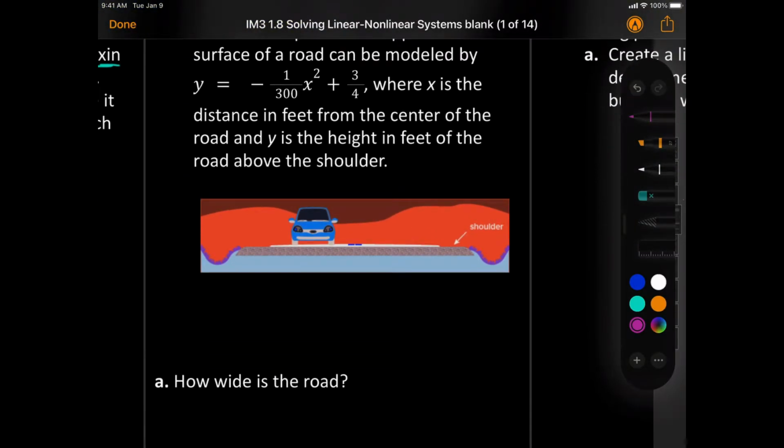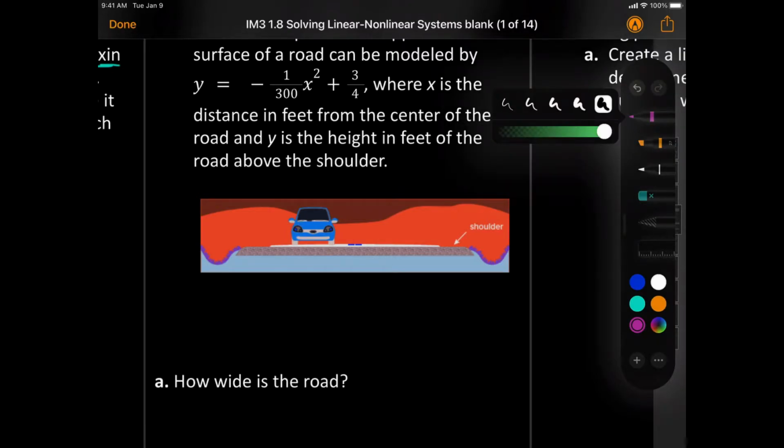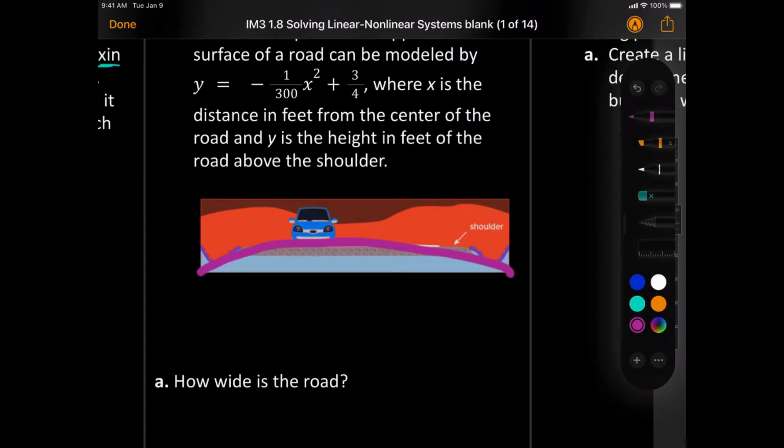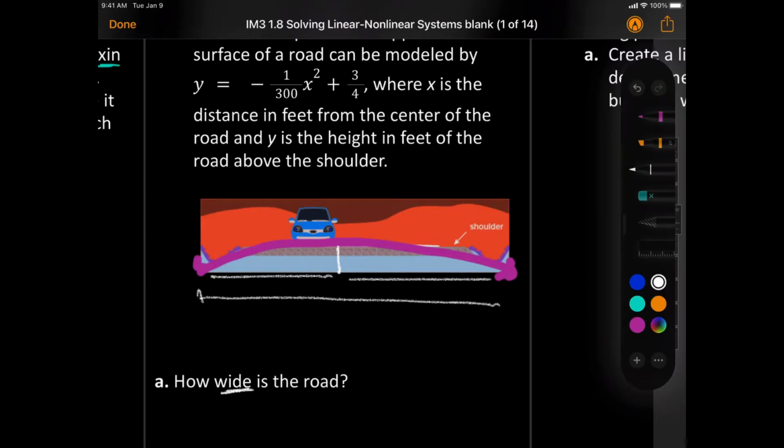Okay, so let me go ahead and just draw. Let's see if we can get this in here. This is my parabola. That's what they're trying to show. Does this make sense? What's happening there? That's kind of like my parabola. And so the first question is, how wide is the road? Okay, so they want to know how wide, this length.